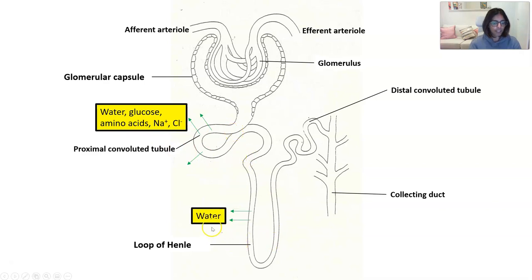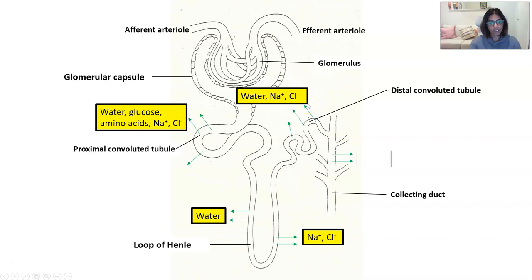Down in the loop of Henle we've got water and sodium and chloride ions, and at the distal convoluted tubule we have got more water and sodium and chloride ions. And at the collecting duct also. So it would be a good idea at this point to pause the video and just to write down the type of transport that each of these substances undergo to get out of the nephron.